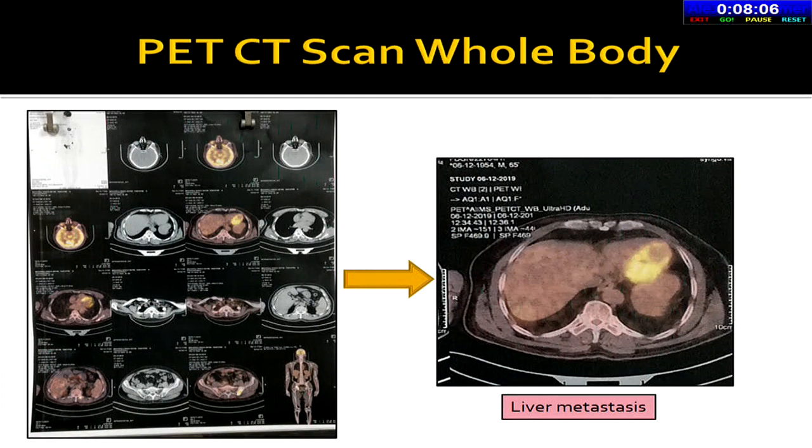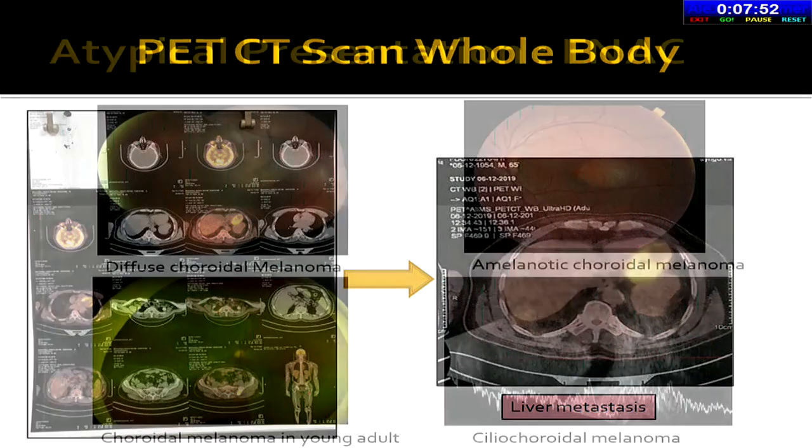PET-CT scan is another important tool to rule out any distant metastasis, where you find the liver is the most common area where you can find metastasis. So it's very important to rule out any systemic metastasis before you carry on with your management.